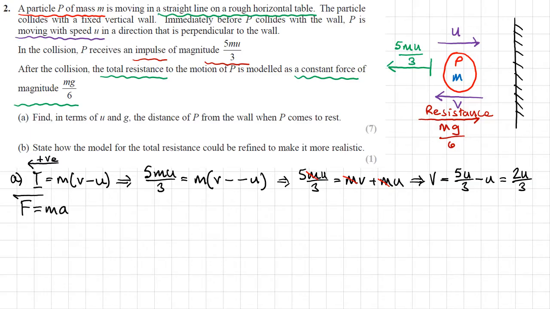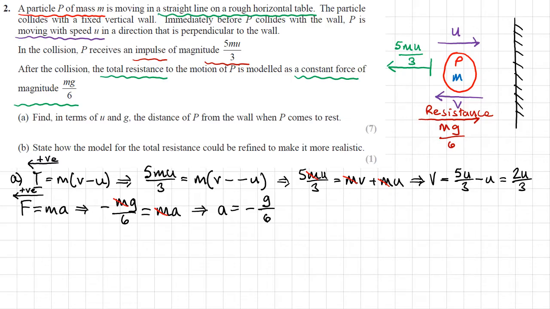So again, I'm taking to my left as positive. So the only force acting on the particle is this resistive force acting in the opposite direction to motion, which is mg over 6. So that's going to be a force of negative mg over 6 is equal to ma. I want to know what the acceleration is, so I can cancel out m's from both sides, and that will give me the acceleration as negative g over 6, basically a deceleration of g over 6.